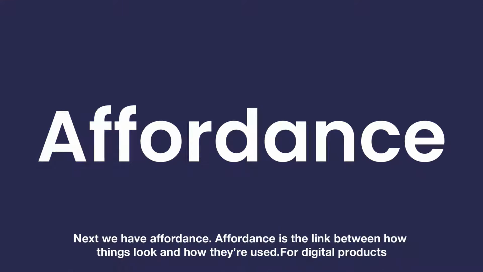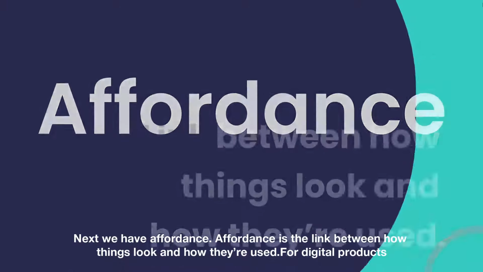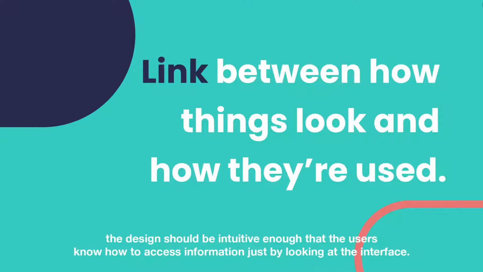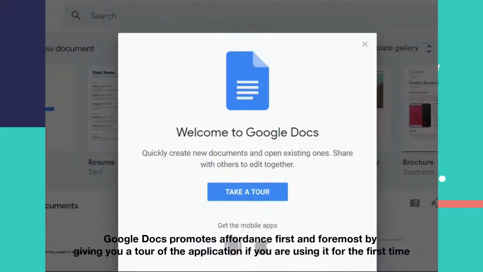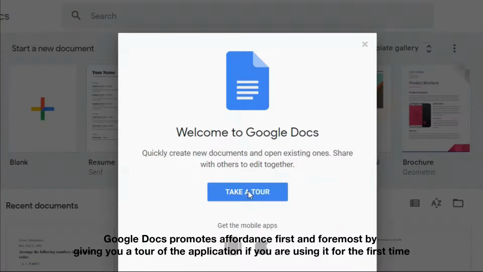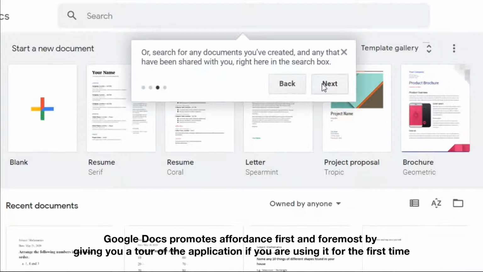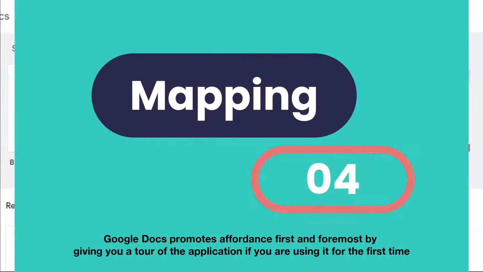Next we have affordance. Affordance is the link between how the things look and how they are used. For digital products, the design should be intuitive enough that the users know how to access the information just by looking at the interface. Google Docs promotes affordance first and foremost by giving you a tour of the application if you are using it for the first time.